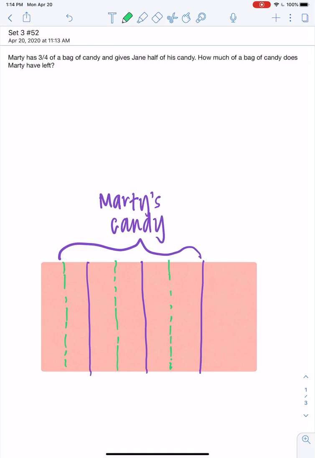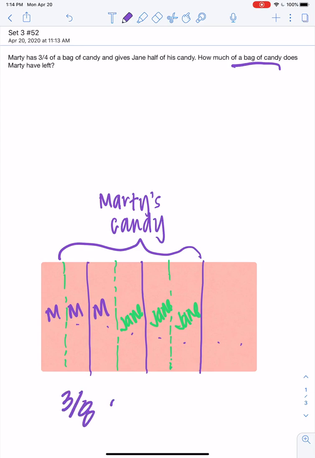So he gives away half of this. So this, I'll label 3 of these 6 pieces as Jane. This is what he gives to Jane. And he keeps the rest. So how much of a bag of candy does Marty have left? If we look at our whole bag, he has 3 of these smaller pieces, but how many pieces of this fit into this whole pink rectangle? Well, there would be 1, 2, 3, 4, 5, 6, and then 7, 8 would fit here. So Marty has 3/8 of a bag of candy.